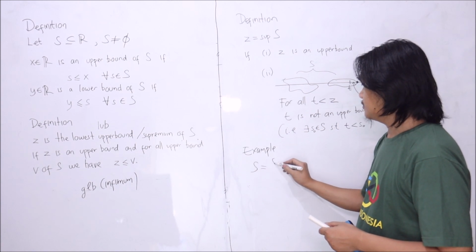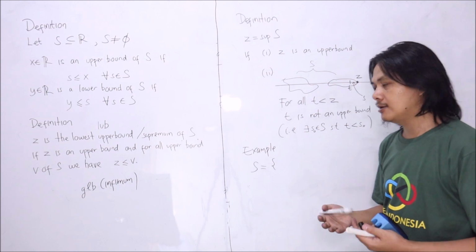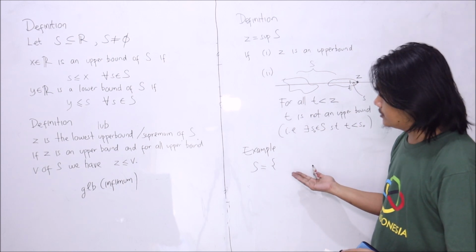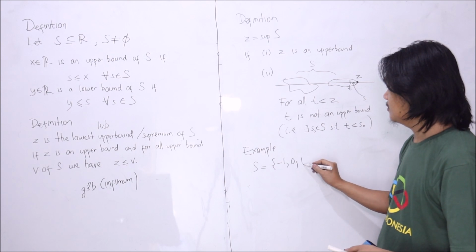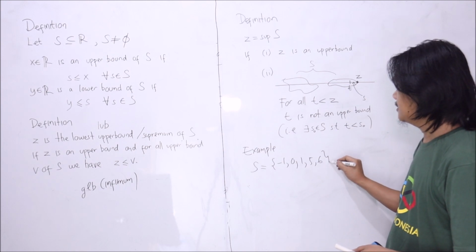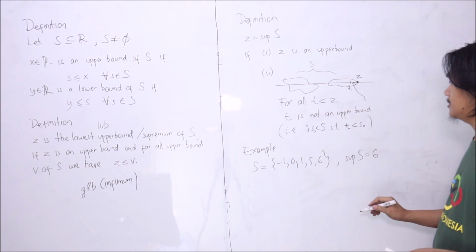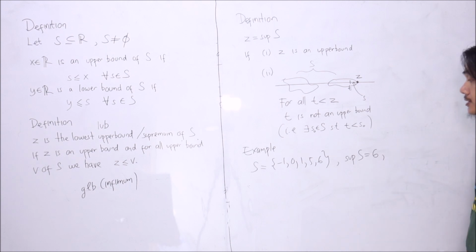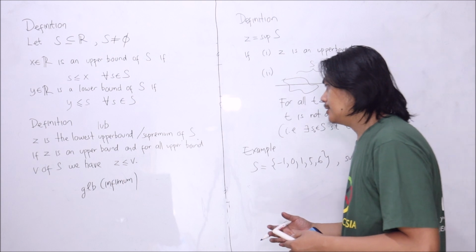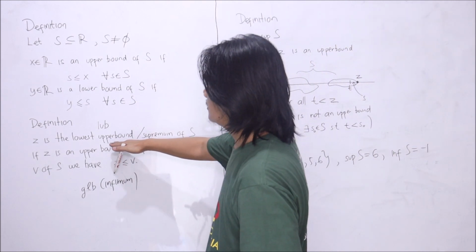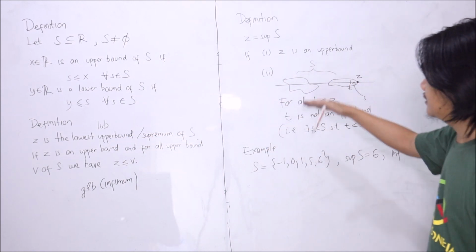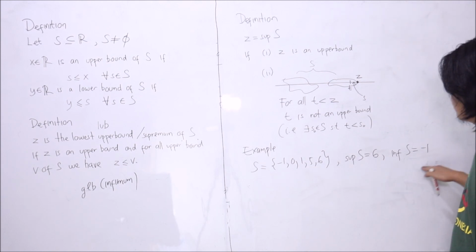Let us look at several examples. If S is just a finite subset of R, let's say minus 1, 0, 1, 5, 6, for example, we can easily see that the supremum of S is 6. Meanwhile, the greatest lower bound of S is minus 1. And we can verify using either this definition or that definition that they are indeed correct.